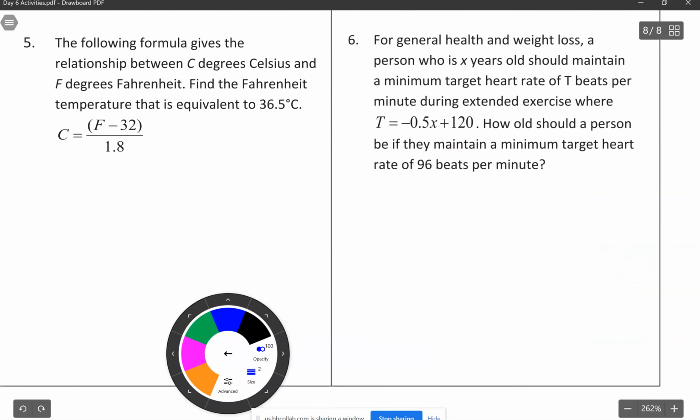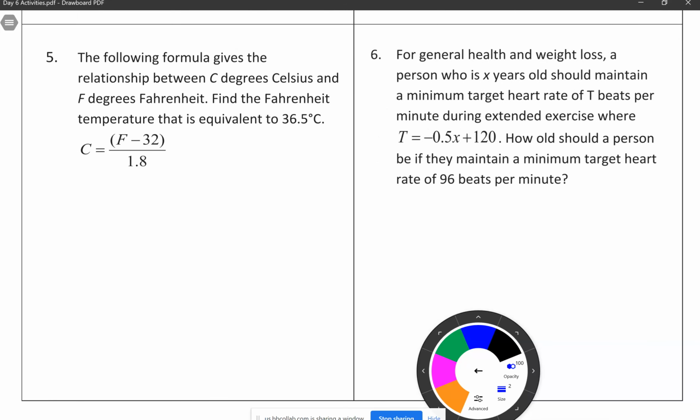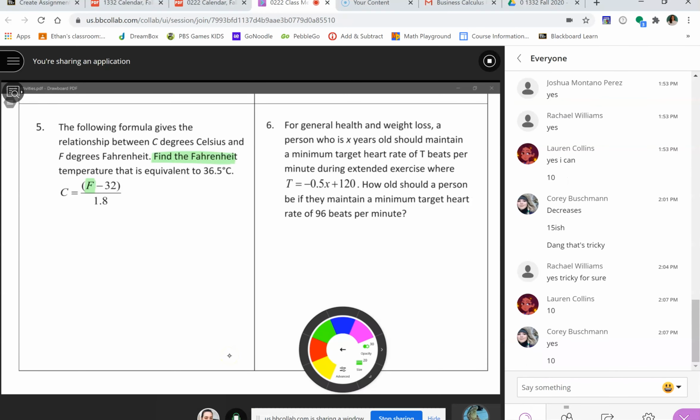Okay, so I did want to talk about number 5 because it is a doozy. Number 6 isn't that bad. Number 5, whew. Okay, so let's look at it. It says the following formula gives the relationship between capital C, which is degrees Celsius, and capital F, which is degrees Fahrenheit. Then we're asked to find the Fahrenheit temperature. That means we're trying to find F that's equivalent to that Celsius temperature.